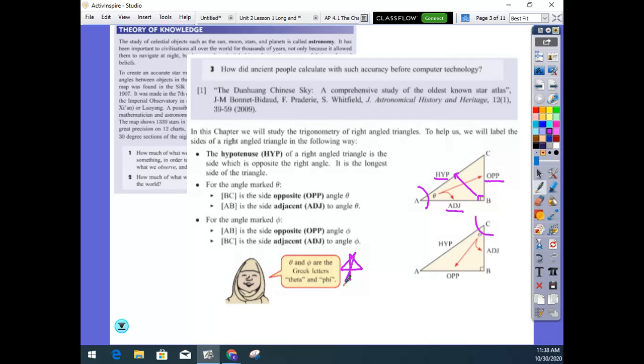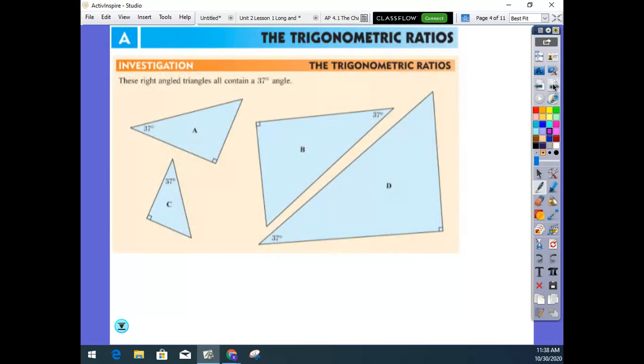Whenever we talk about trig, the angles are almost always in terms of Greek letters. Theta is this one, and phi, or phi. I never know which one to say.